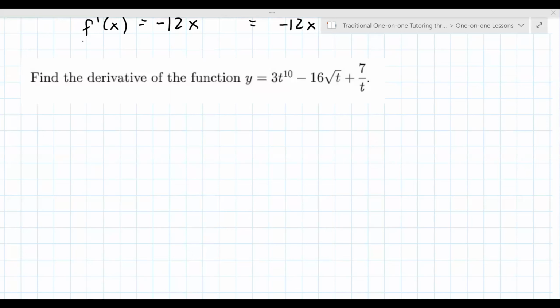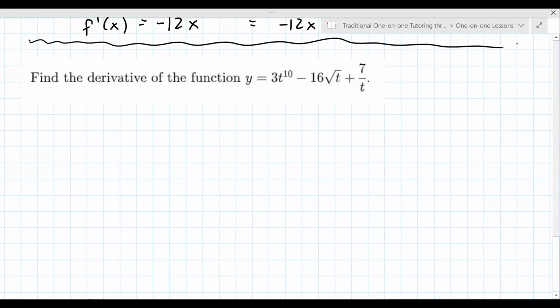Okay, you're seeing my screen now. Again, you can probably tell by now you're going to do a lot of rewriting, and it's a lot of exponent rules. So your y is 3t to the 10, that's fine, minus 16t to the 1/2 plus 7t to the minus 1 power. Any questions on how each of these was transformed?